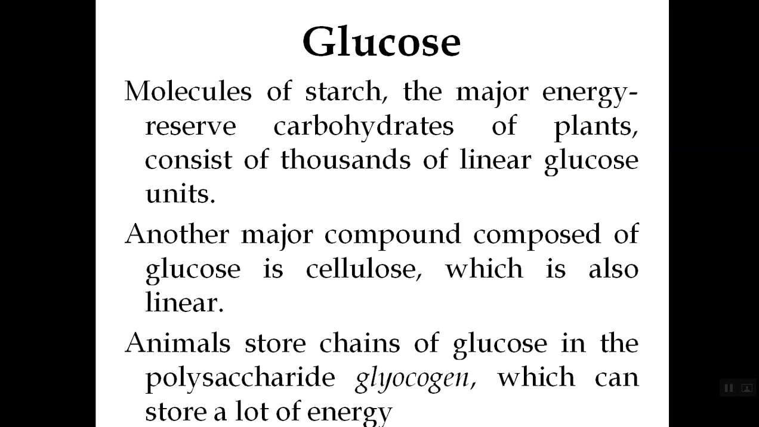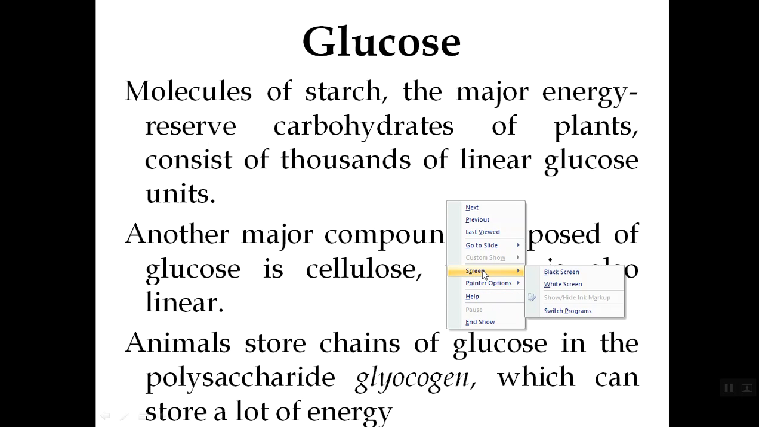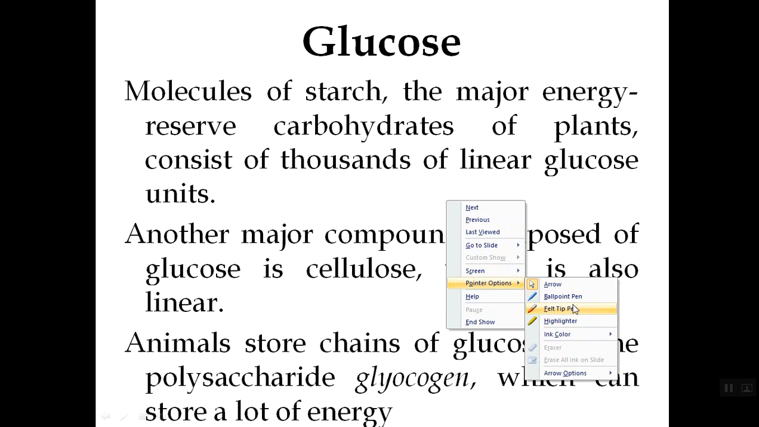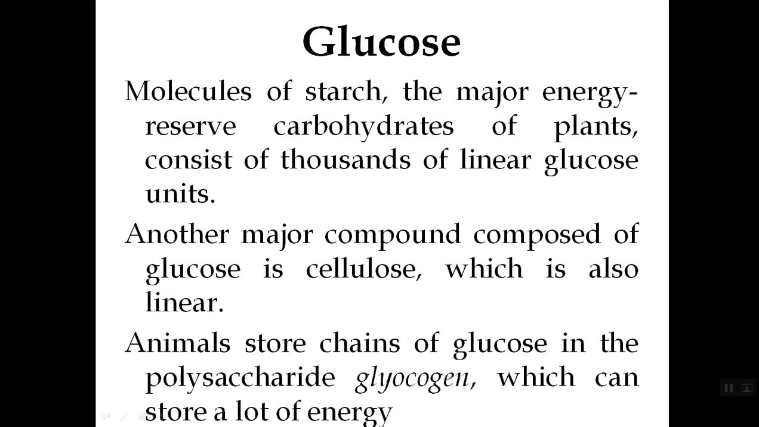Glucose is also an important component of many polysaccharides like starch, glycogen, and cellulose. Starch is the reserve food material in plants, where the excess of glucose is stored in the form of starch. Here it is made up of thousands of linear glucose units. They are placed linearly, one after the other.